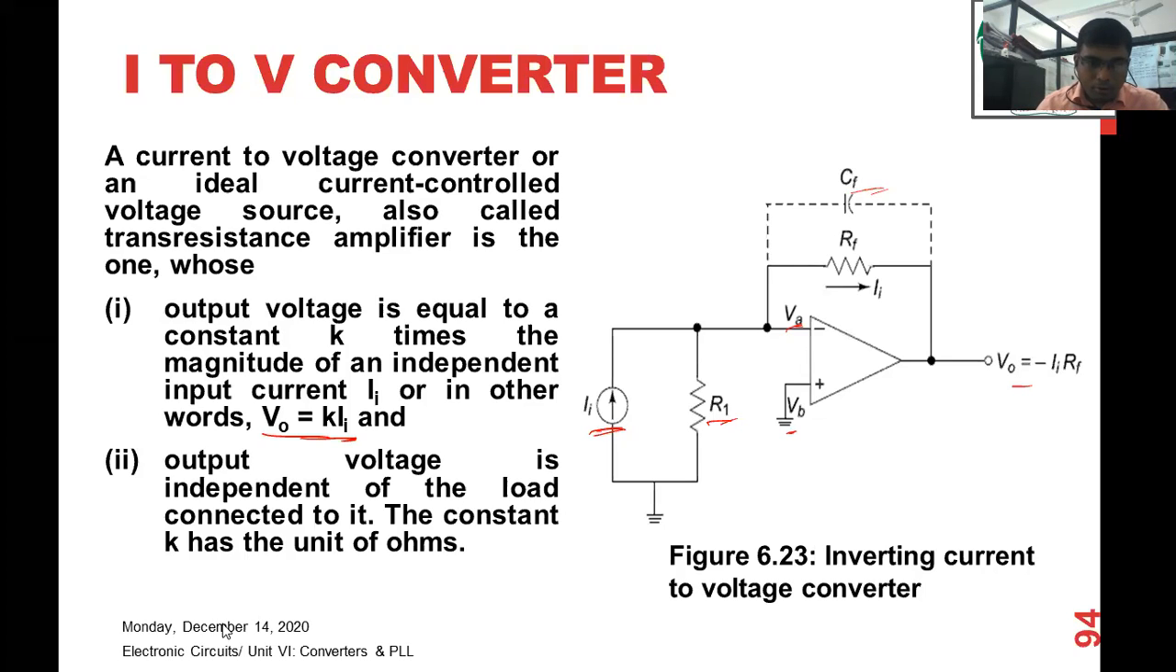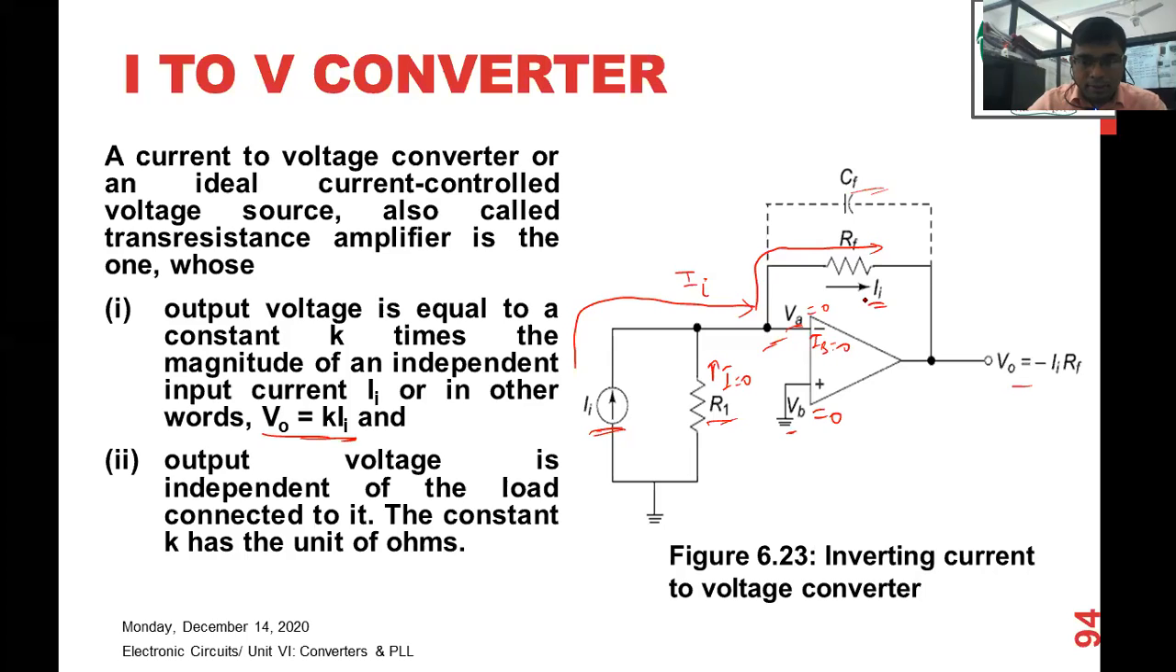Here you can see, due to the virtual ground concept, VB is equal to 0. So VA is also equal to 0 due to the virtual ground concept. So if VA is 0, the current through R1 is 0. No current is flowing through this. Only the current II flows through this network, and this current does not enter the op amp because we know that IB is equal to 0. So the whole current flows through RF. That's why the current is II here.